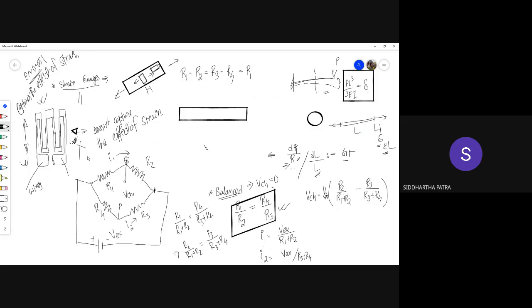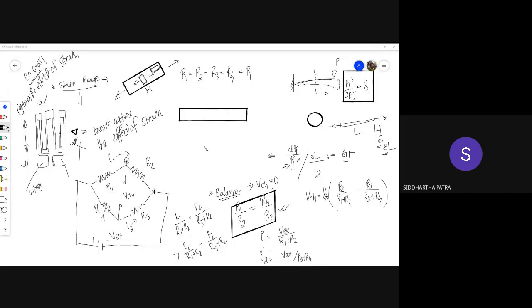So do you think now you would be able to answer why a strain gauge is sensitive to strain in one direction but not in the other direction? Do you think you'd be able to put that into words? Yes, sir.